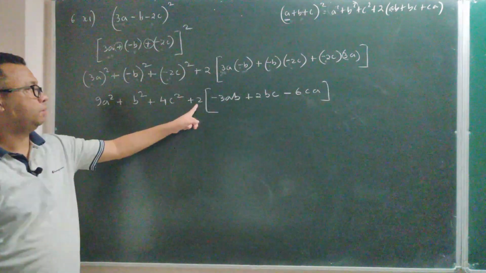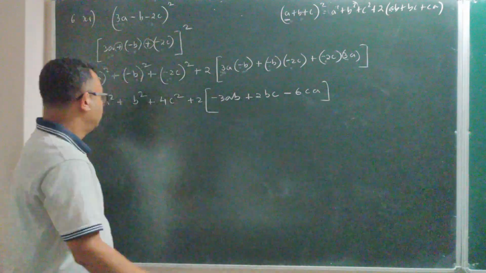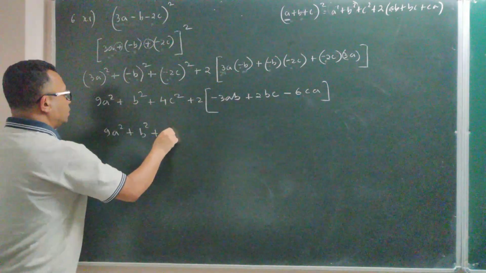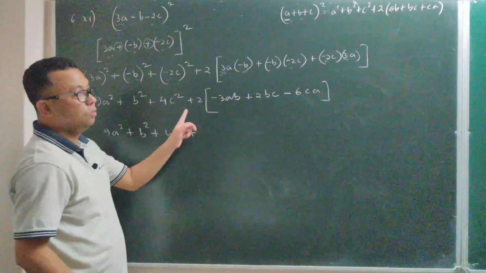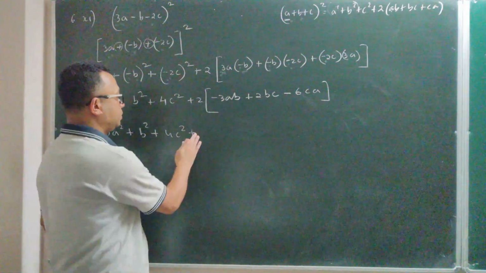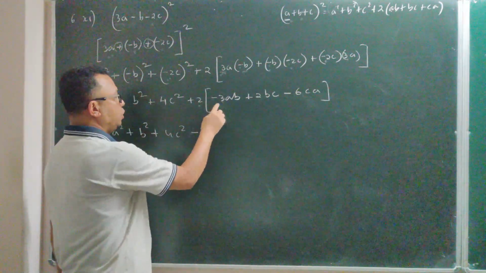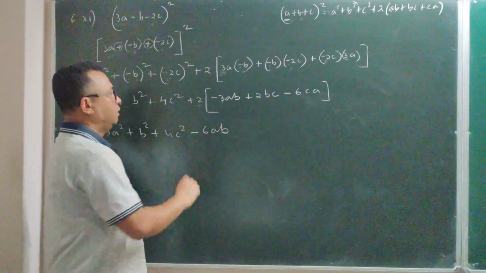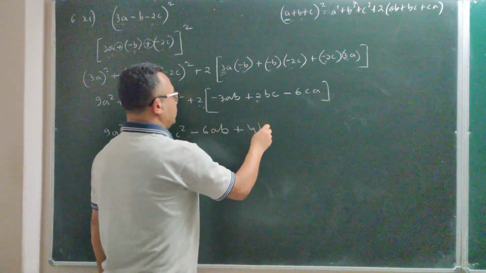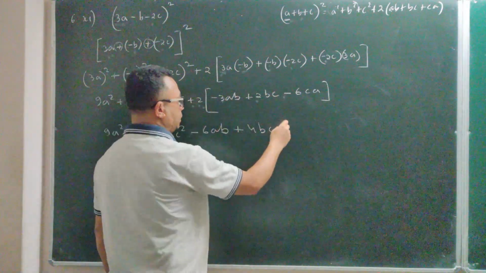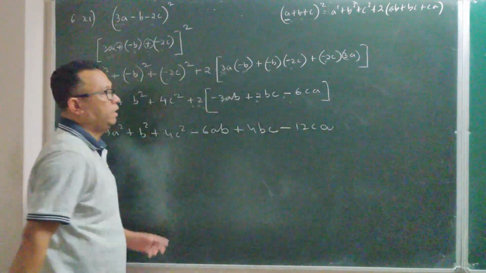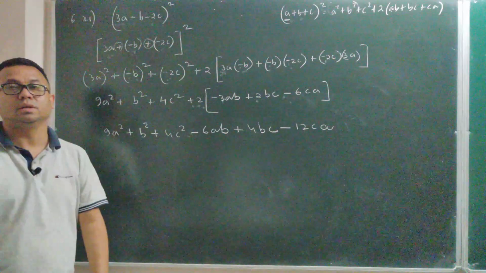Now multiply with these two, everything inside. So now you have 9A square plus B square plus 4C square plus, by the way, whether to write plus or minus will depend. Plus 2 into minus is minus, so let me write minus 2 into 3 is 6AB. Then plus into plus is plus, so 2 into 2 is 4BC. Then again plus into minus is minus, 2 into 6 is 12CA. So now I got the expansion without the bracket.